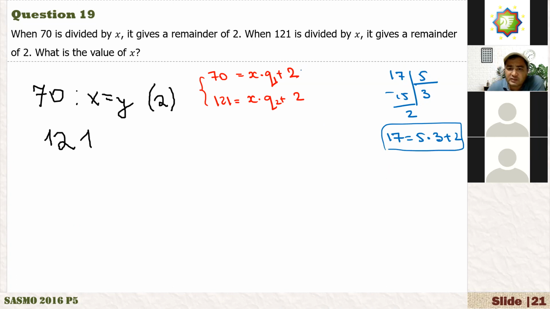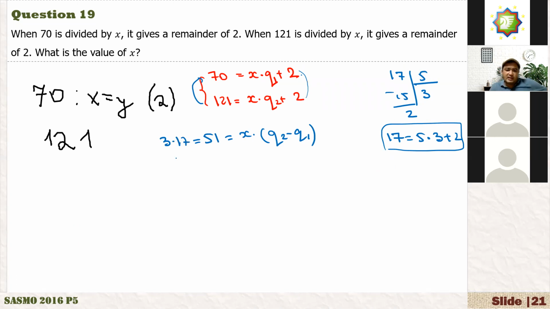So now, as you see here, this one is 2 and 2. If you subtract side by side, 121 minus 70 is equal to 51. Now, 2 minus 2 is equal to 0. So here we have x as a common factor. Take this out, I have q2 minus q1. And what is 51? 51 is 3 times 17, right?